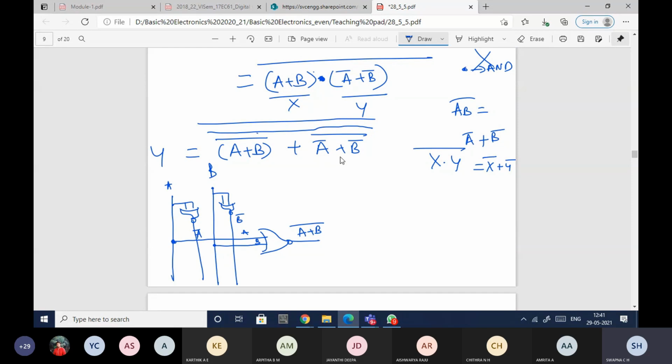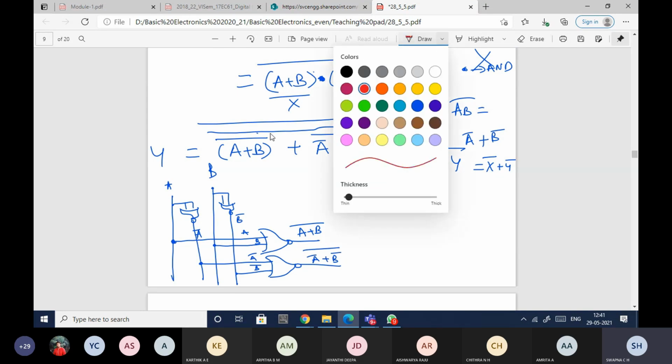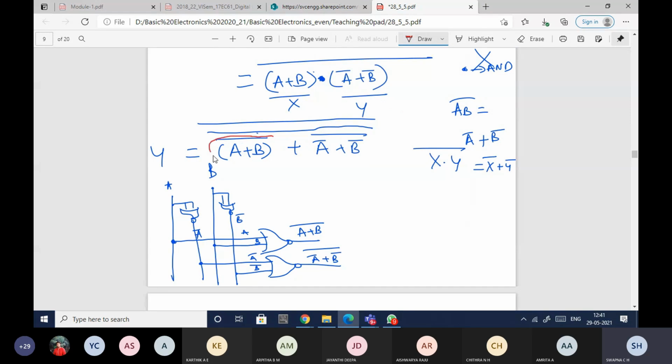Now I have to get A bar plus B bar whole bar. I have A bar, I have B bar, whole bar I need to get. This is my A bar, this is my B bar. I have to give it to a NOR gate so that I'll get A bar plus B bar whole bar. So this I have implemented, and this also I have implemented.